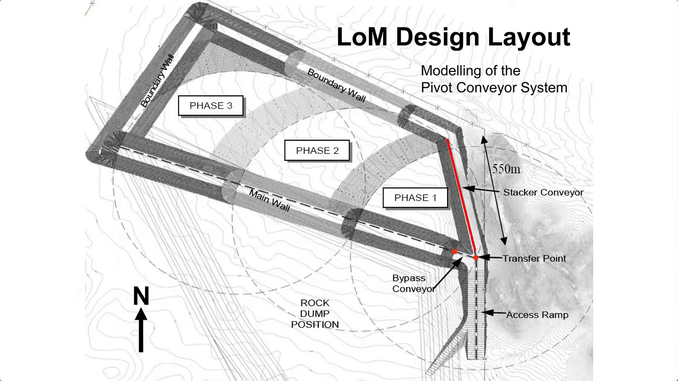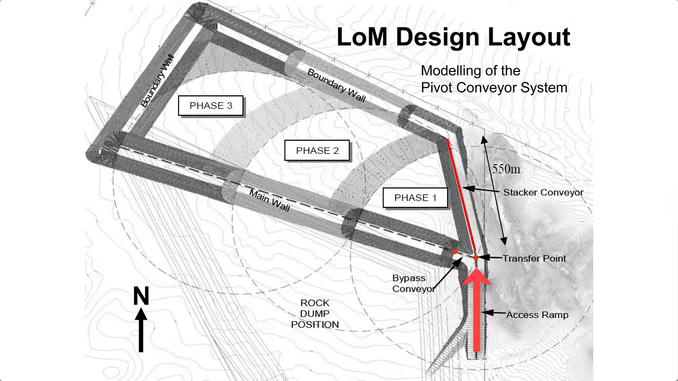This is a close-up view of what that facility looked like at the design stage, and I'll explain to you how things changed during operations. But essentially it started off with the tailings coming in from the overland conveyor to the main transfer point.